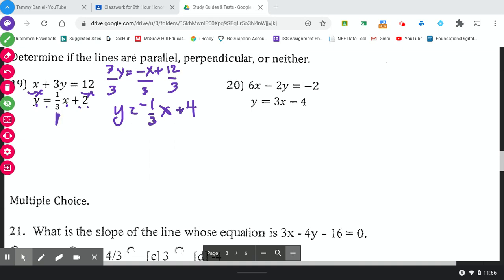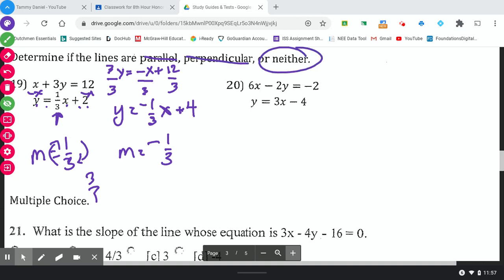So the slope of this line is negative 1/3, and the slope of this line is 1/3. So remember, in order for them to be parallel, they have to be exactly the same. Well, they're both 1/3, but one's positive, one's negative, so it's not parallel. And in order for it to be perpendicular, we would have to have this flipped, which would be 3 over 1, and this is 1 over 3. So it's not perpendicular, so it has to be neither. So number 19 is neither.